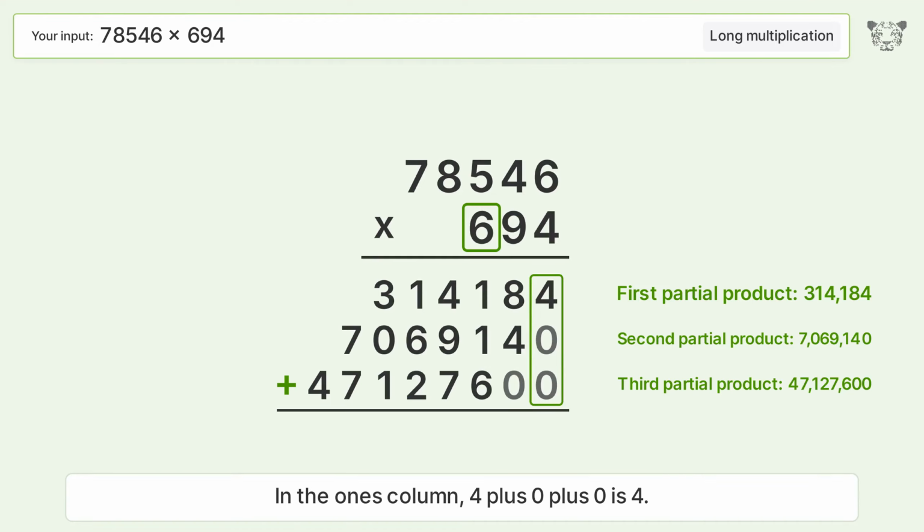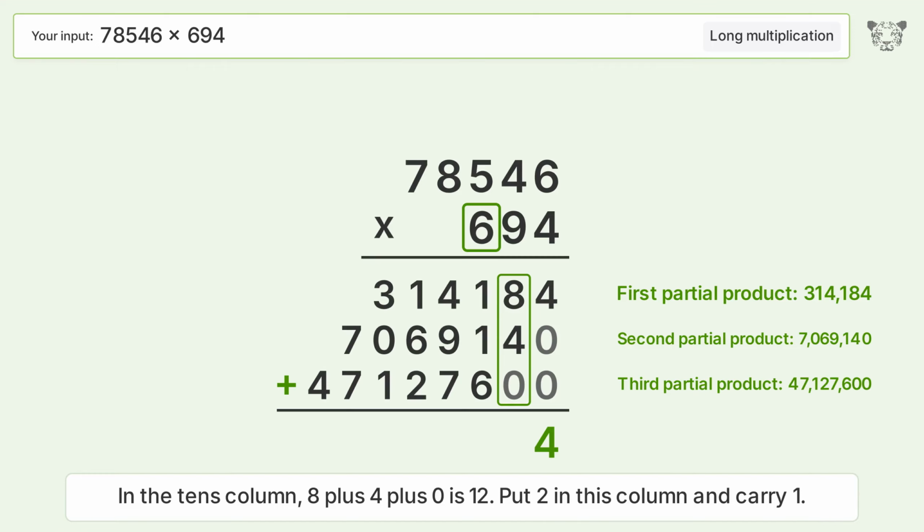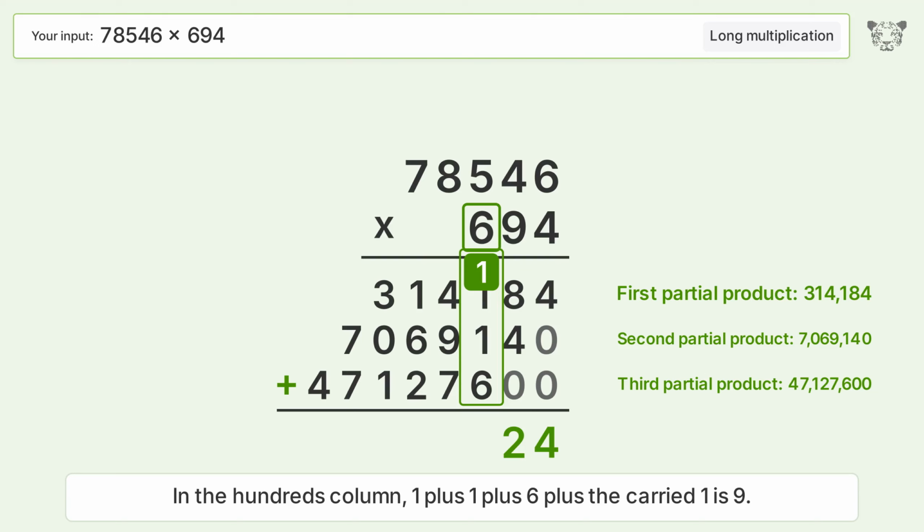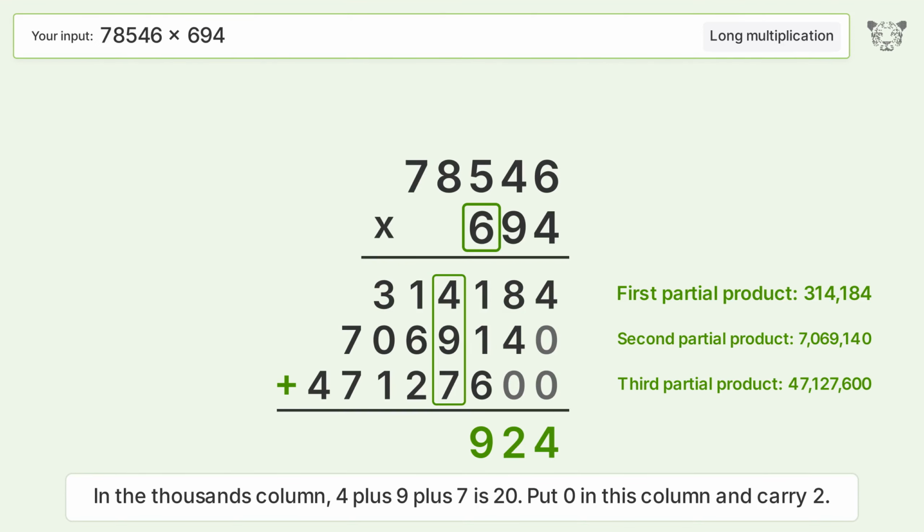In the ones column, 4 plus 0 is 4. In the tens column, 8 plus 4 plus 0 is 12. Put 2 in this column and carry 1. In the hundreds column, 1 plus 6 plus the carried 1 is 9. In the thousands column, 4 plus 9 plus 7 is 20. Put 0 in this column and carry 2.